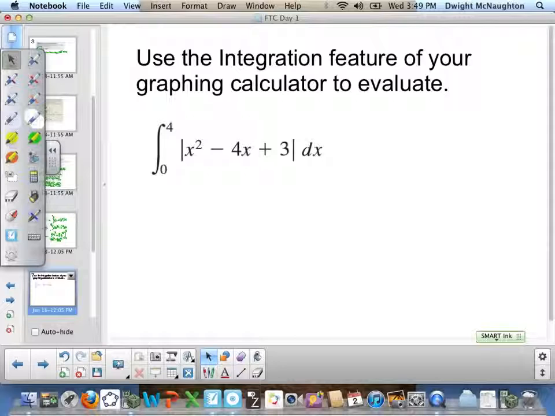Now, how can we do this on a calculator? Say we have something we're trying to find the antiderivative for and we're not ready for it. How can we use technology to help? Well, use the integration feature in the graphing calculator. How do we find the antiderivative of the absolute value of x squared minus 4x plus 3 from 0 to 4? I'm going to show you two different ways.